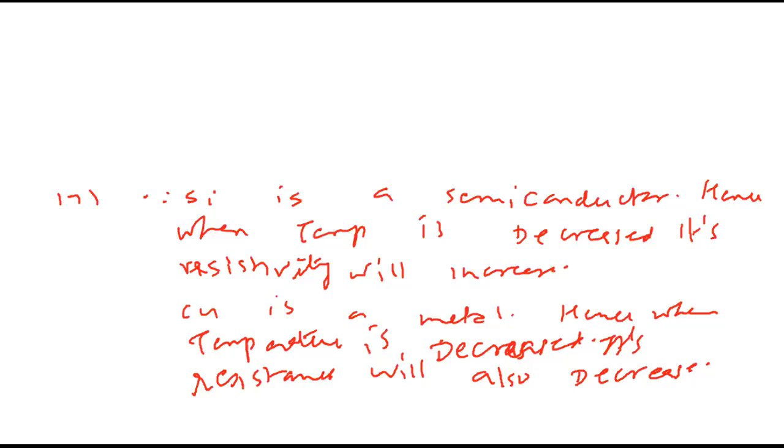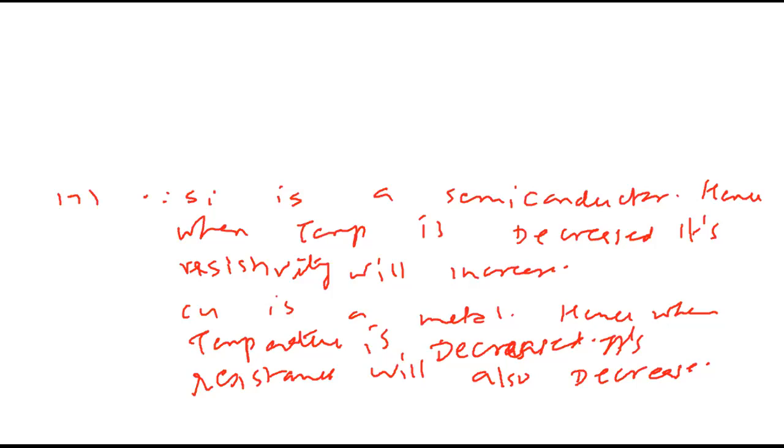Next, 18th. When electrons drift in a metal from lower to higher potential, does it mean that all free electrons of the metal are moving in the same direction? Right reason? No. Answer, write down, no.